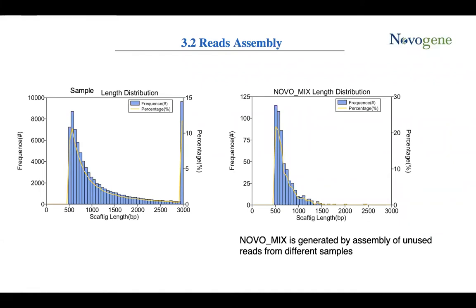So starting from the assembly results, we calculate the distribution of the scaftig length in each sample and plot it into a graph. The results are shown in these two figures. So the first vertical axis here is the frequency, represents the number of the scaftigs. And the second vertical axis is the percentage, represents the percentage of the number of scaftigs. And the horizontal axis here represents the length of the scaftigs.